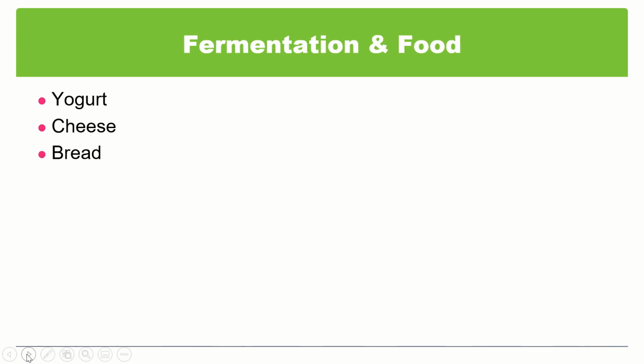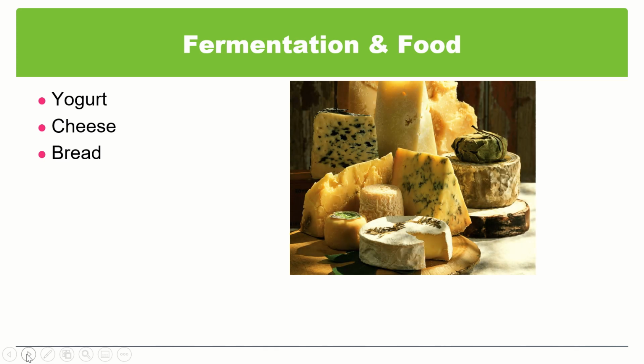Okay. So these processes are particularly important to humans for different types of foods. So yogurt uses fermentation, production of cheese can use fermentation, bread, like I just mentioned. So these are some important food substances for humans, and all of these are made using fermentation by different organisms.